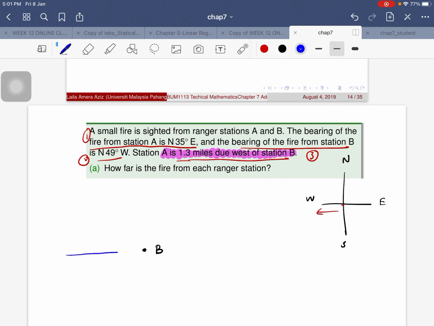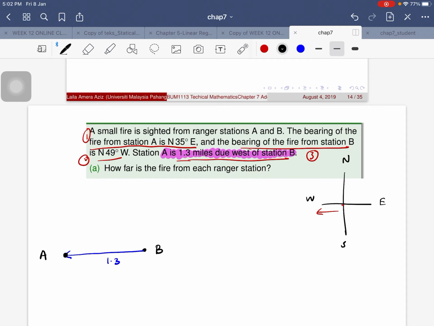If I go somewhere towards the left, which is heading west, for how many miles? For 1.3 miles. So this is going to be the second station, which is station A. So that is the information that we have over here. Okay, that is the first information. Using the second information, so let me pick the first one.